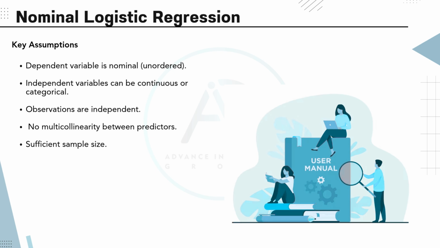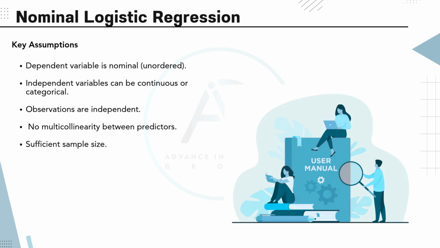Assumption 3. Independent observations. All the data points must be independent of each other. There shouldn't be repeated measures or paired data unless adjustments are made. Assumption 4. No multicollinearity. There should be no multicollinearity among the independent variables. That means predictors shouldn't be highly correlated with each other, as this can distort the interpretation of the model coefficients. Assumption 5. Sufficient sample size.